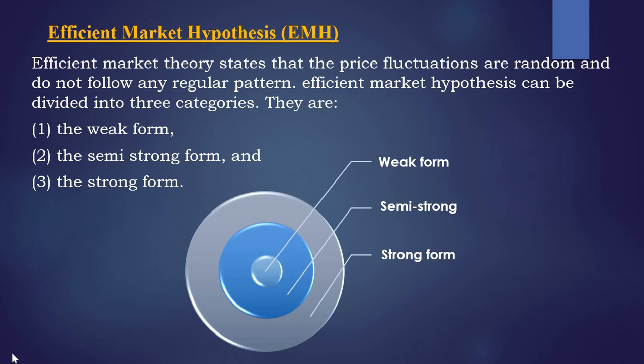Okay, so that is what efficient market hypothesis says, that this efficient market theory states the price fluctuations are random and do not follow any regular pattern. What we study in the technical analysis is that history repeats. Correct, so the past trend is going to continue in the future. Correct, that was the main theory behind the technical analysis. But efficient market hypothesis says that past data or any earlier records are not going to affect the prices.